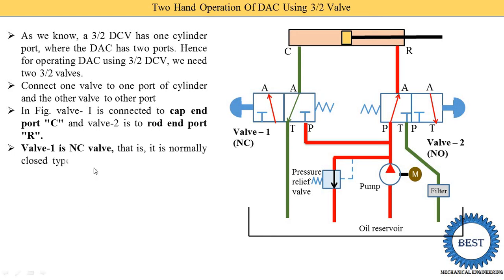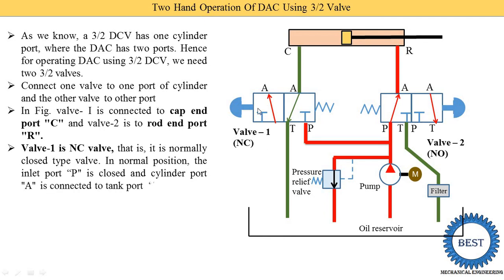Now, valve 1 is the normally closed. That's why here we have written NC. NC means normally closed. In a normal position, the inlet port P is closed. In this diagram, you see that port P is closed, and the cylinder port A is connected to the tank port T. So oil is supplied to the tank. I already explained this, so I will not explain it again in detail.